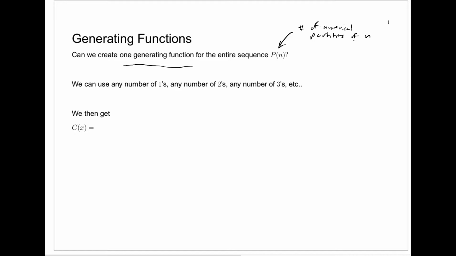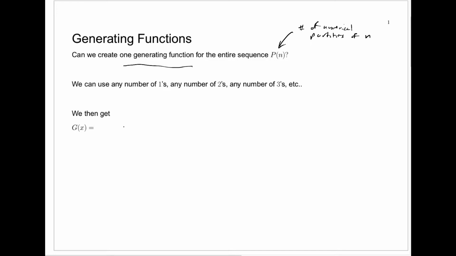We can use any number of parts, but they all have to be positive integers. So that means we can use any number of ones, any number of twos, any number of threes, etc. If n is a large number, of course, there'll be an enormous number of partitions for the number n. Can we create one generating function that will work for any n?